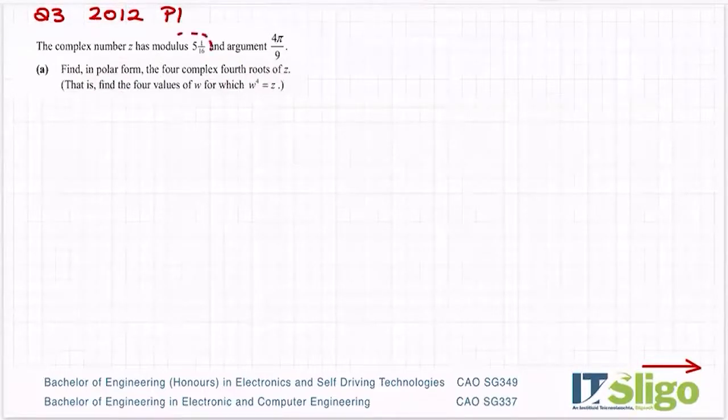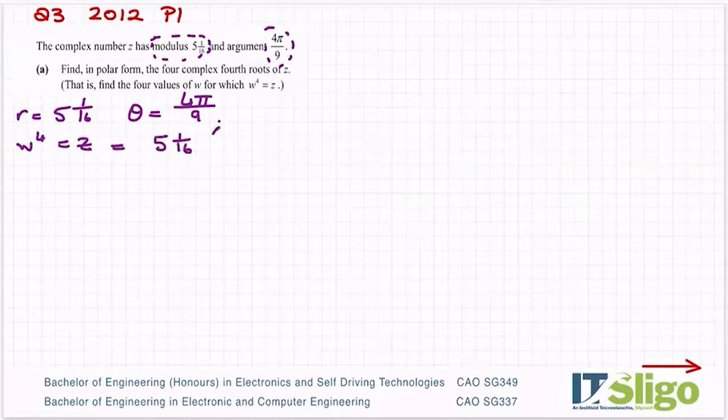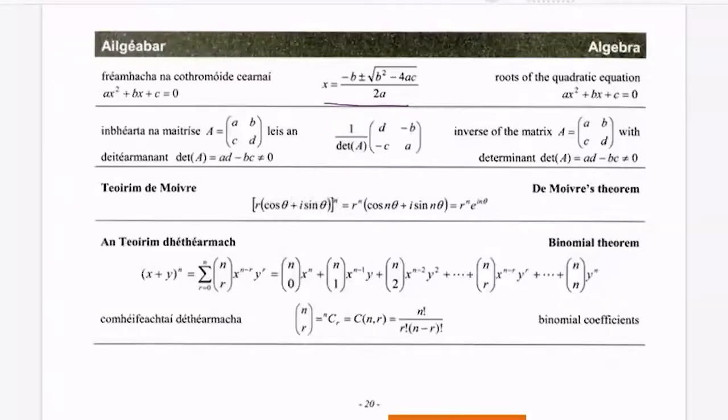I suppose it was important to spot that they gave you the fact that r was equal to 5 and 1/16, and that they gave you the argument, or the angle, 4 pi over 9, okay? So therefore, z could be written as w to the power of 4, which was equal to z, was equal to 5 and 1/16 cos of the angle plus i sine of the angle.